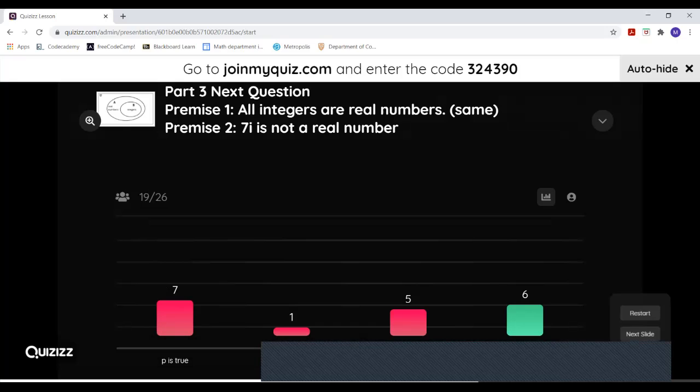Q is false is what this is saying. My P was the integer statement. My Q is the real numbers. That's not changing from the previous ones. So my P is still my integer statement, my Q is the real numbers. 7i is not a real number. It's saying Q is false.